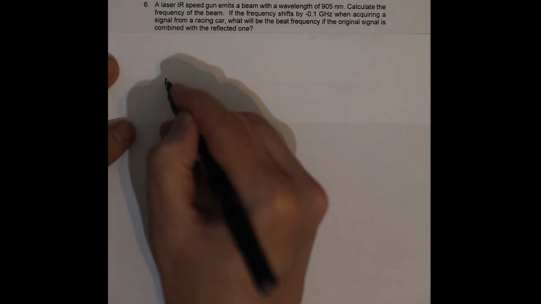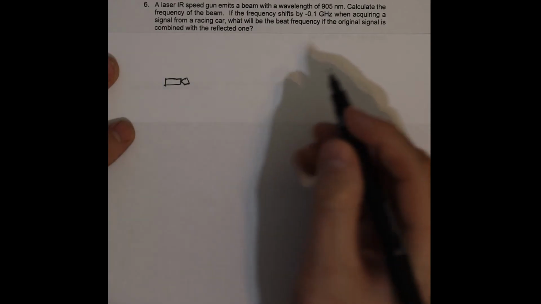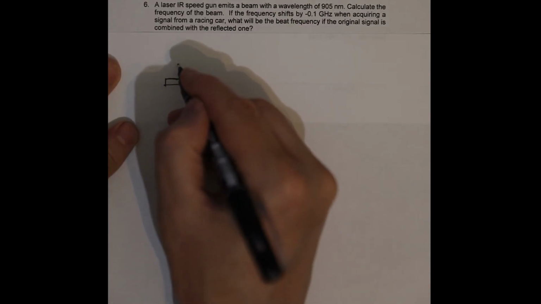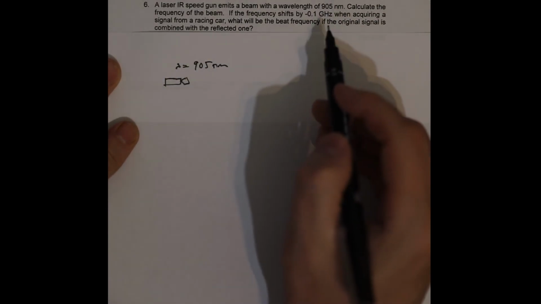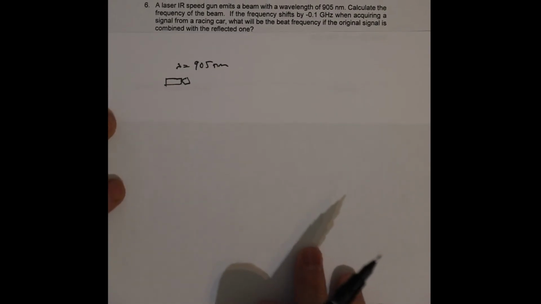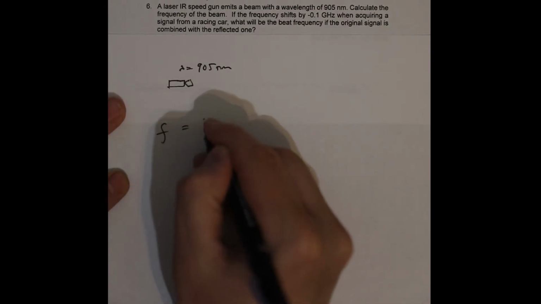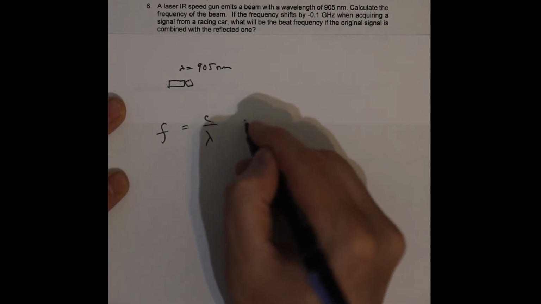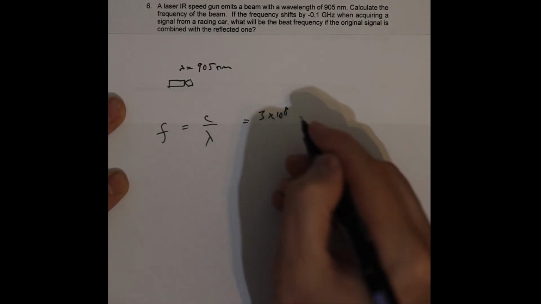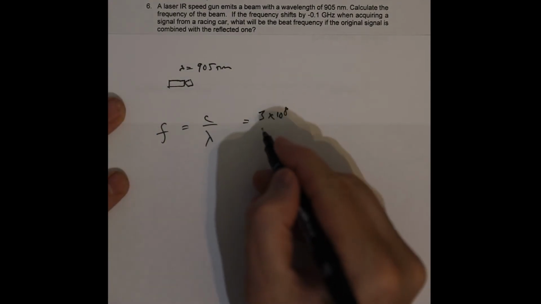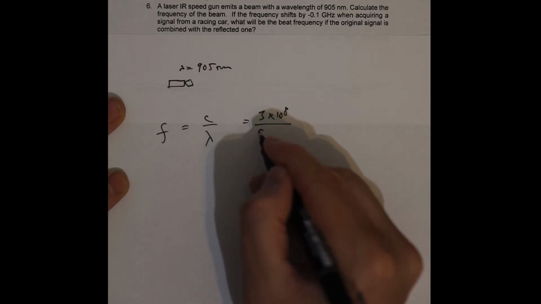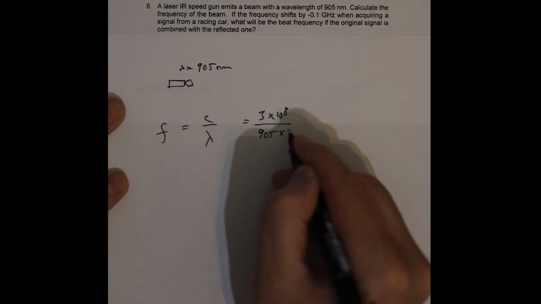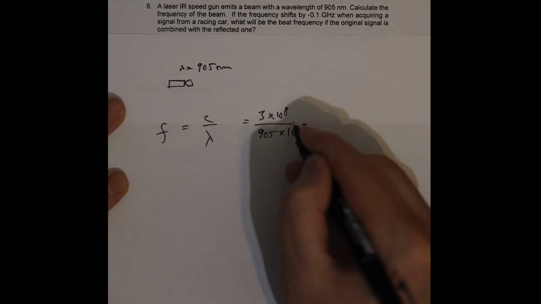So if we look at question 6, here we've got an infrared speed gun that's emitting a beam with a wavelength of 905 nanometers. So first of all, it's asking me to calculate the frequency of the beam. Okay, so the frequency is equal to c divided by lambda, which in this case is 3 times 10 to the 8 because it's an electromagnetic wave which travels at the speed of light, divided by lambda, which is 905 nanometers, so that's 905 times 10 to the minus 9 meters.